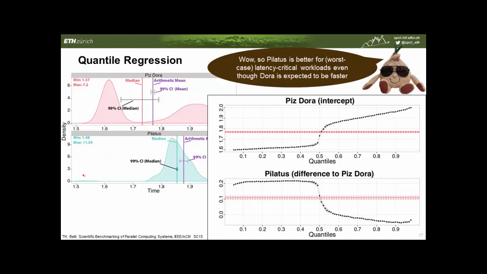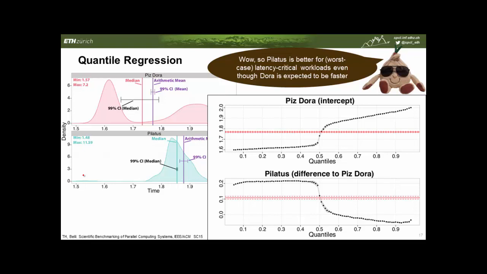Okay, so if you now compare these two systems, you can do the quantile regression plot for this guy, which looks like this, and then for Pilatus, which is just the difference. And you can see that for the 50th quantile, that thing is about 0.2 seconds slower. But then, actually, in the last quantile, it gets faster. Right? This is basically what you observe if you look long enough at these plots. It's just a better way to plot it.